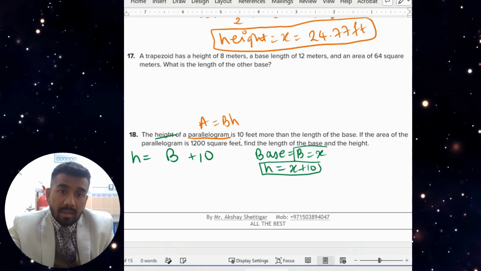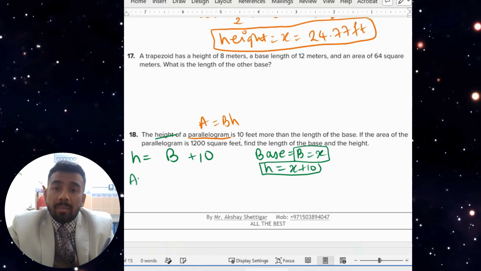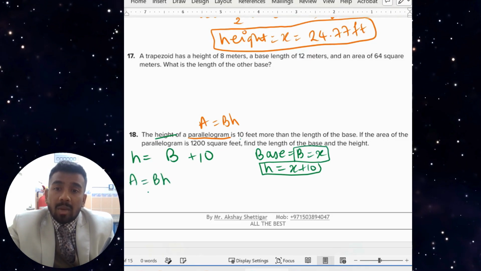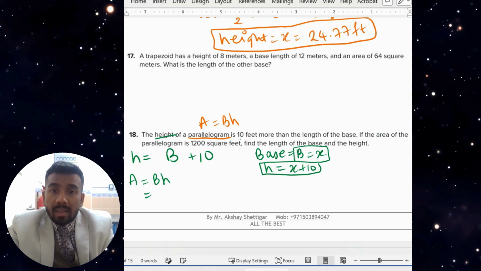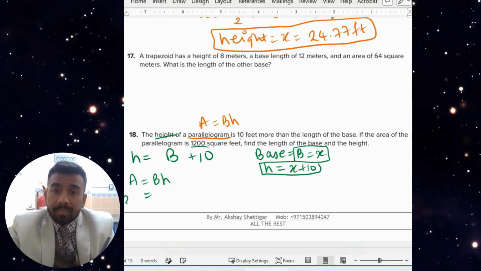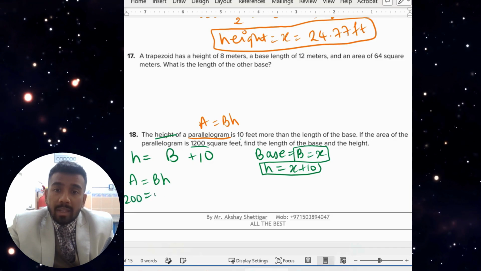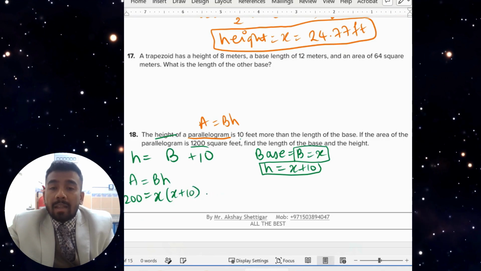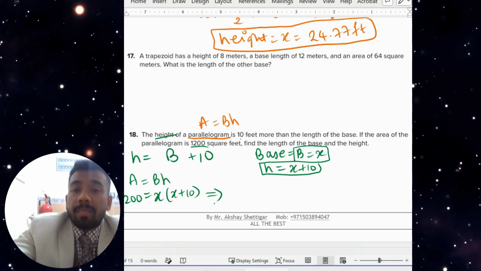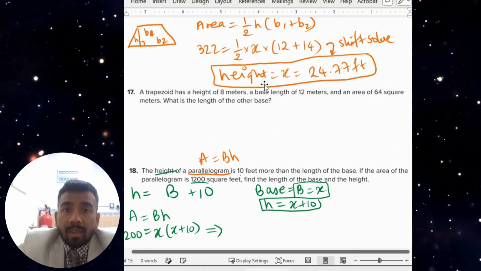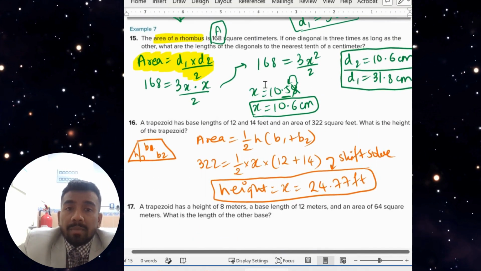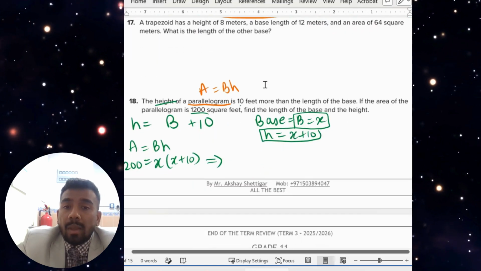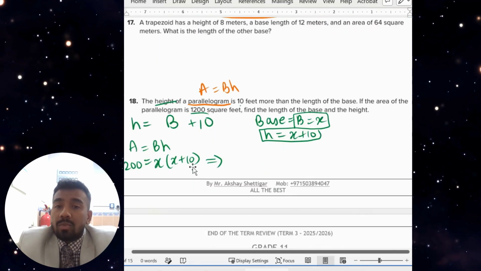Okay, and base is X, put it in the formula. What's the area? B times H. Now how much is the area given? The area is given as 1200. B is X, and H is X plus 10. Again, solve it. Do shift solve. Okay, so when you solve it, you can do shift solve.